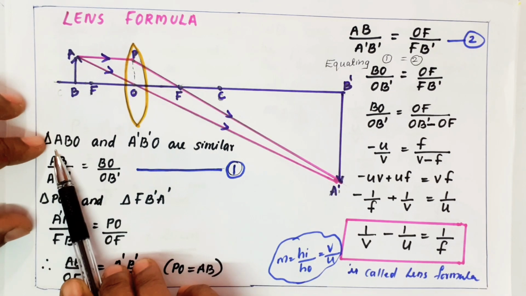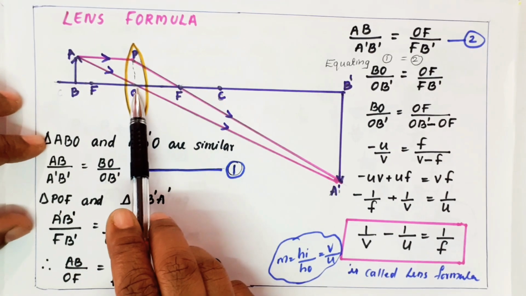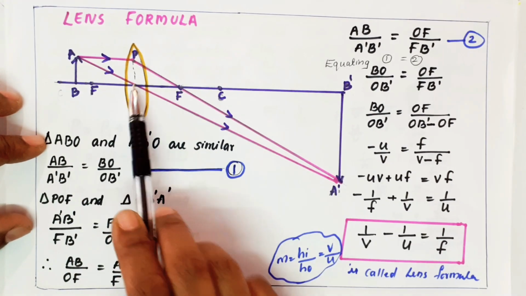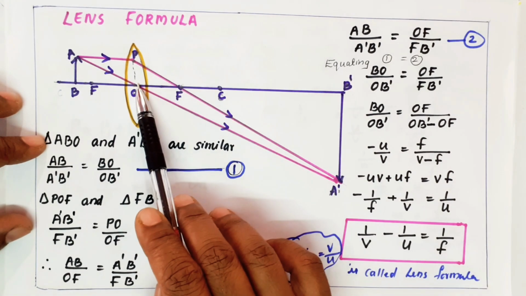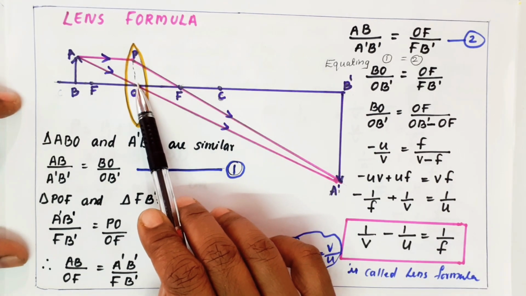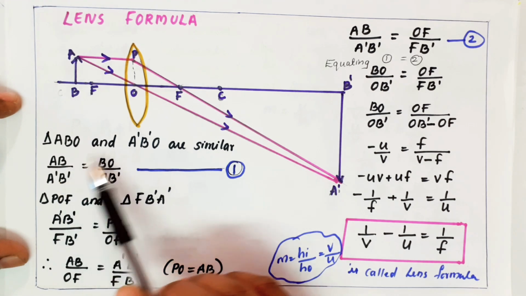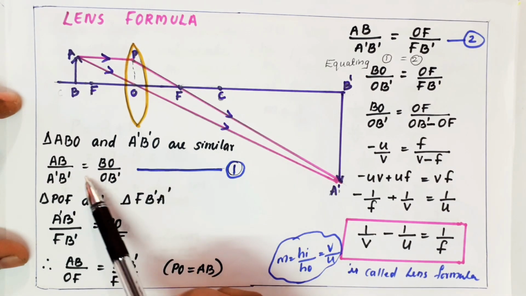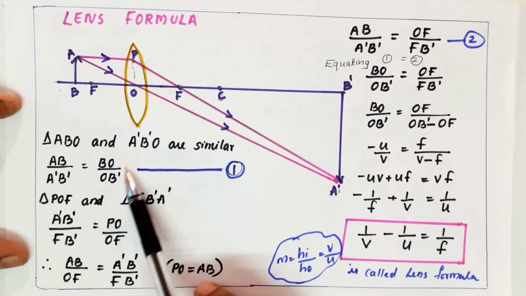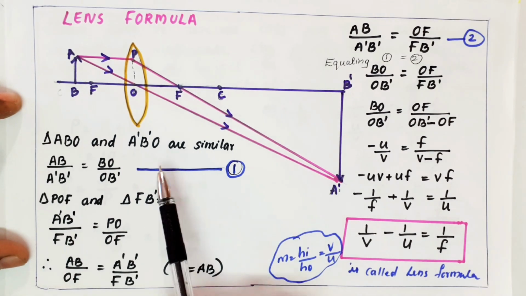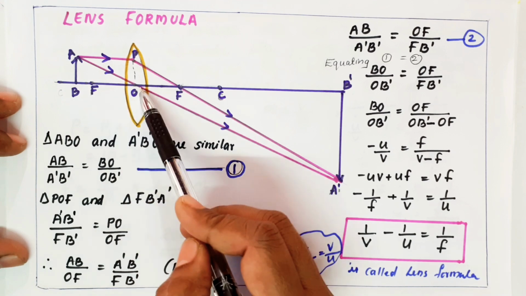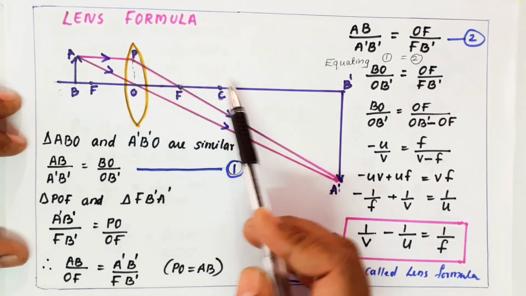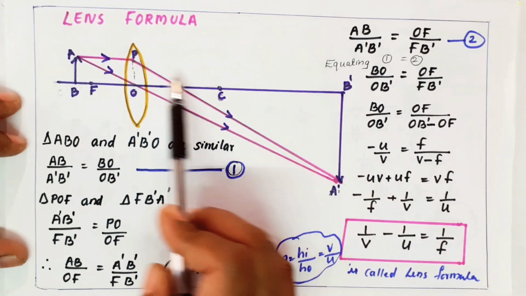So first I am considering the triangle ABO, that is the object with the optic center, and the image with the optic center, that is A dash B dash O. Take the similar sides. AB by A dash B dash is equal to BO by B dash O. Equation number 1. So first I am taking the triangle ABO, the object with the optic center and the image with the optic center, the big one.